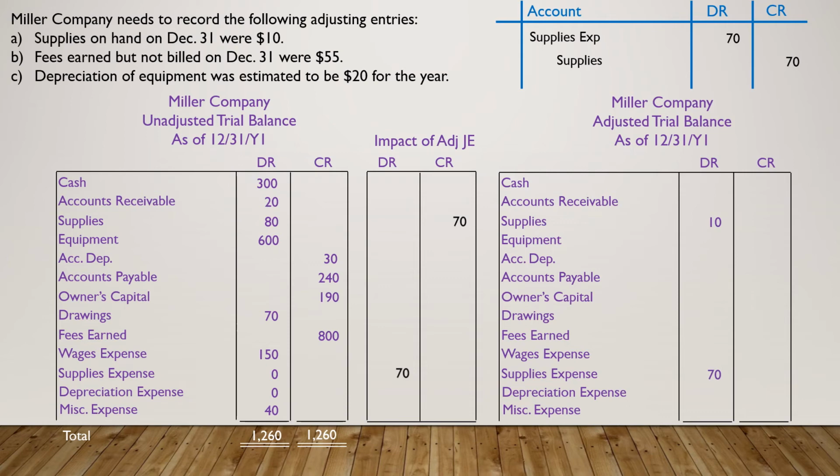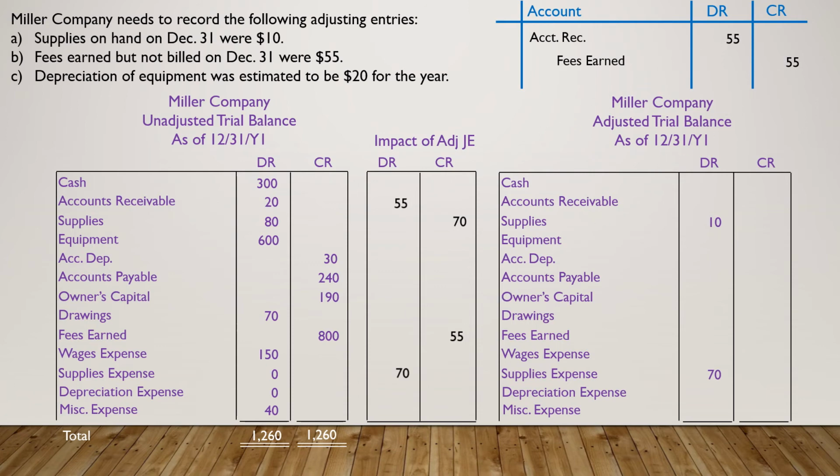Next, we address fees earned but not billed. When we've earned the money, we need to credit a revenue account, fees earned in this instance. While we've earned the money, we've not yet received it. Our customer hasn't even received notification that he or she owes us, so there's no way we could have received the cash just yet. Since we haven't received the cash, but have a right to receive it in the future, we'll debit accounts receivable.